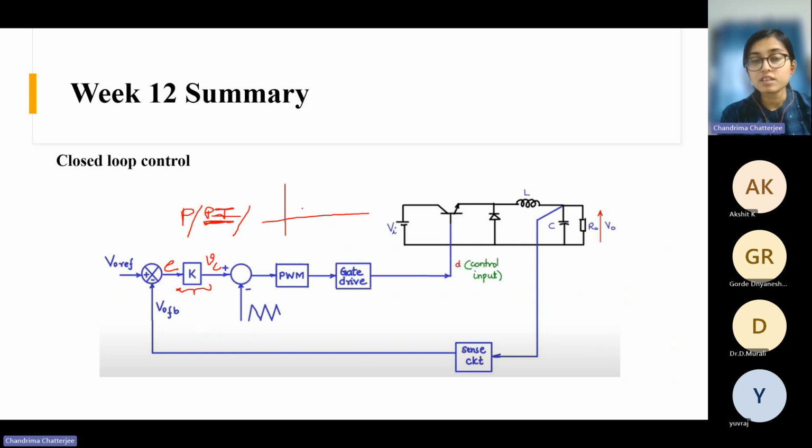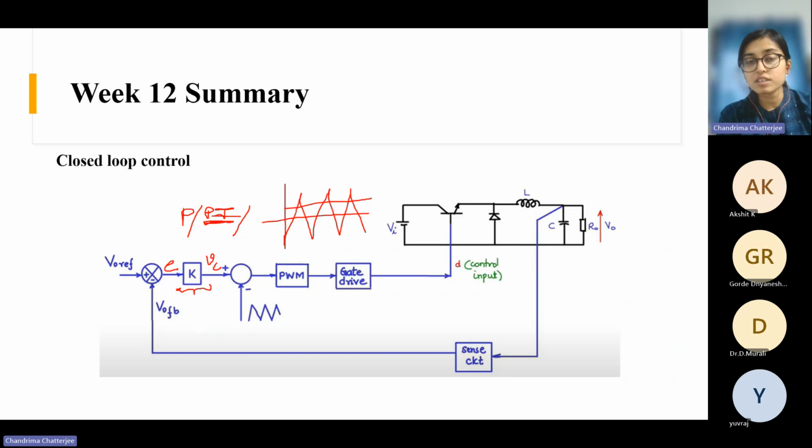So you compare it. The logic is, suppose this is your carrier wave like this, and this is your control signal. So the logic is, when your control signal is greater than your carrier signal, then the output will be high. And in the opposite case, when your reference signal is lower than your carrier signal, then your output will be low. That is the logic.